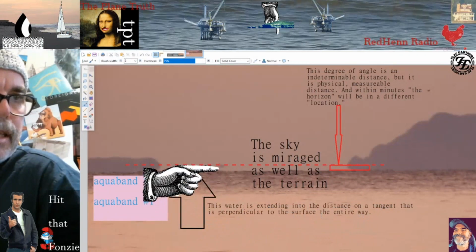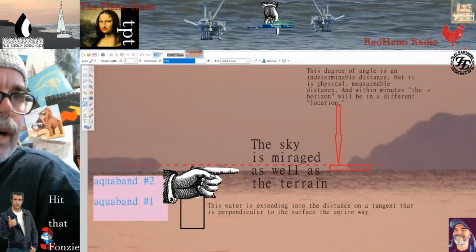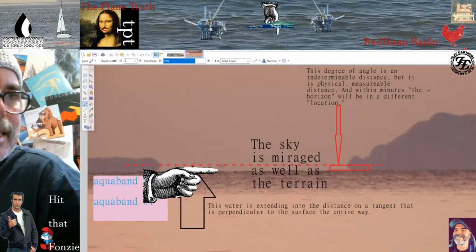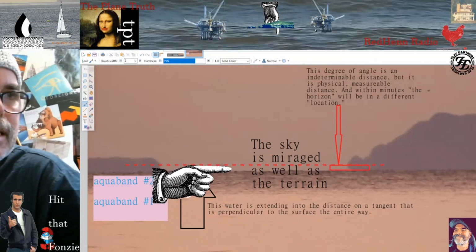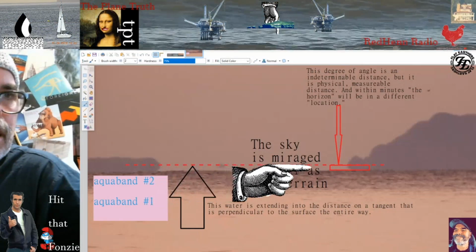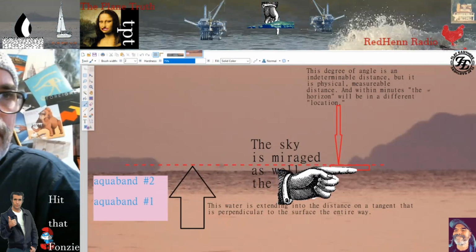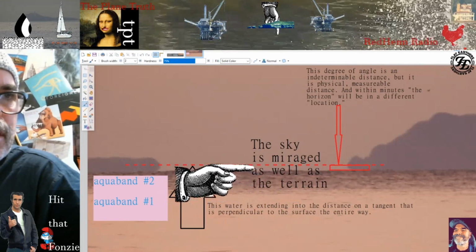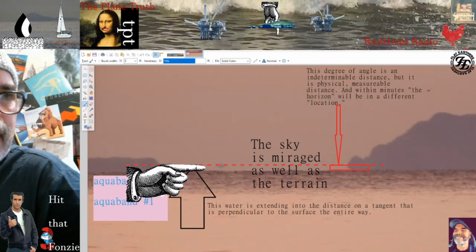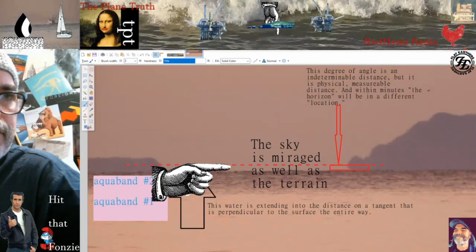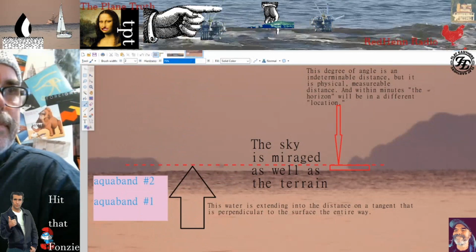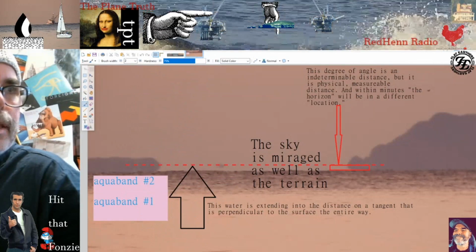Let's just make this 5 miles. Let's just say this horizon is 5 miles. Do you now know how much distance is in this degree of refraction? 15 miles. That's what's happening. I hope that makes sense. I hope that is clear.